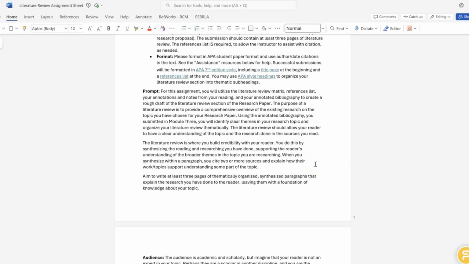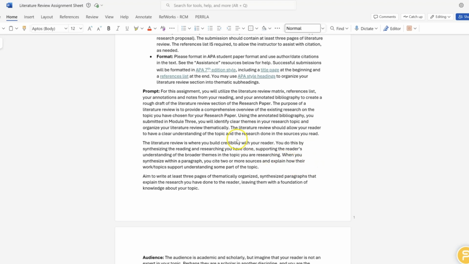All right, so you have your literature review matrix, you have your references list, and you have your annotations, which include both your annotated bibliography and just the notes you yourself took on your reading, just as we're practicing in the read track. So take all of those things together, review them, and make sure that you have a pretty good understanding of what these research articles are about.